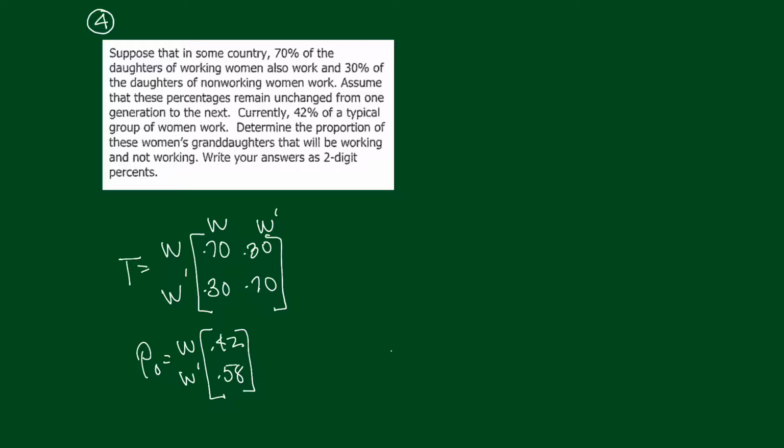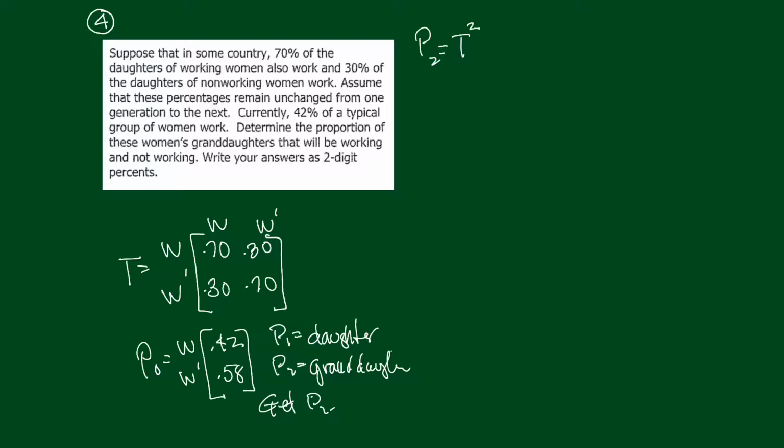So what we're looking for is this. P naught is the mothers. Now P1, just to keep track of it, is going to be the daughters. And then P2 would be the granddaughters. So we're looking for P2. We're going to get P2 by doing this: P2 is going to be T squared, T to the 2, times P naught.